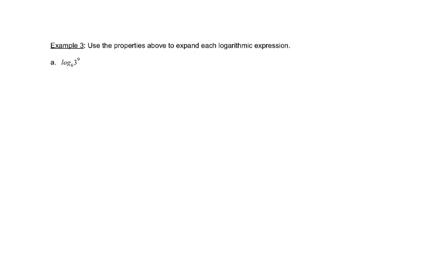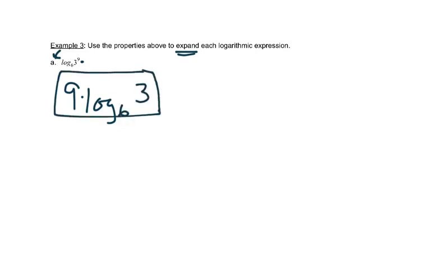This also now wants us to expand. In this case, we have an exponent on the log, so we're going to rewrite it with the exponent out in front. So we get 9 times log base 6 of 3. And that's our third property.